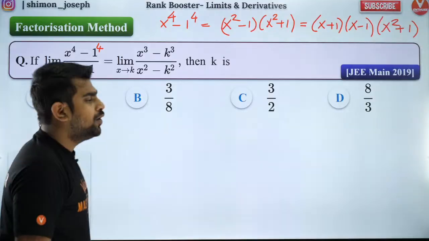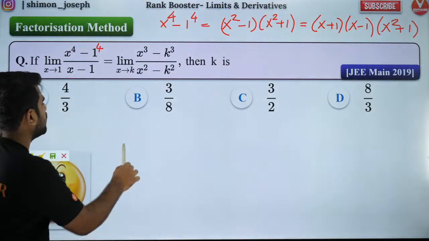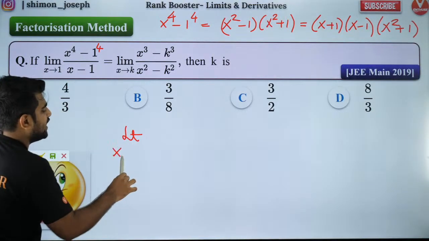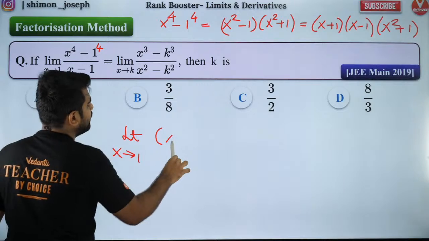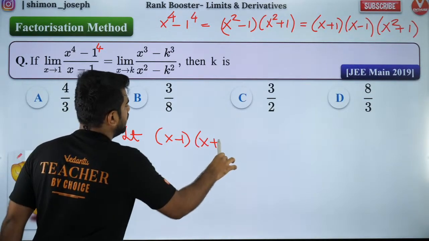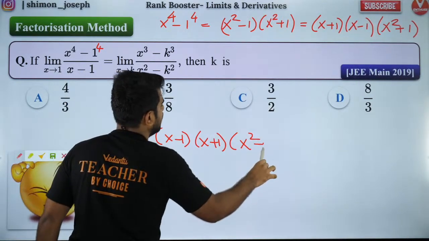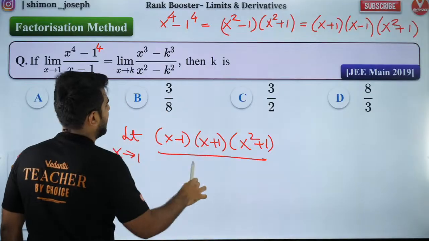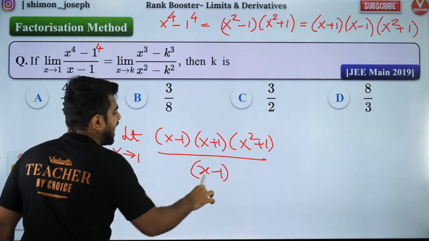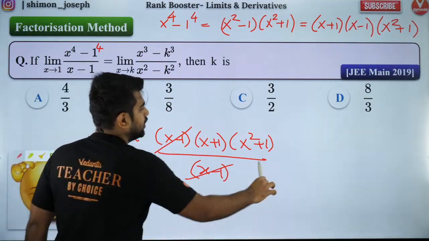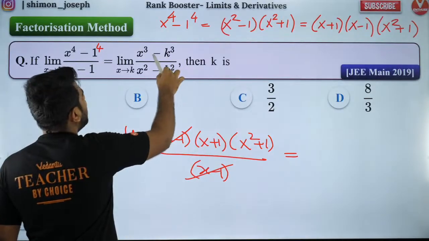Are you all clear? Fantastic. So if I do that over here, what will I get? I'll get limit x tending to 1, x minus 1 into x plus 1 into x square plus 1 divided by x minus 1. So I can cancel off these two. Got it? So that is equal to, this also I will factorize.